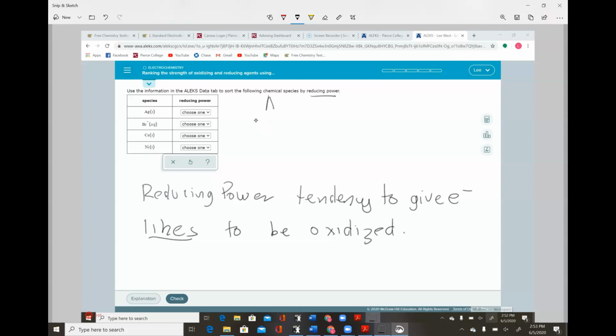So I go into the Alex data and I look up the standard reduction potentials for all of these guys, and you can either copy and paste them over into a document, or you can just write them down on a scratch piece of paper, which is what I did, and you just kind of write them out, right? So there they all are, got another two to go.